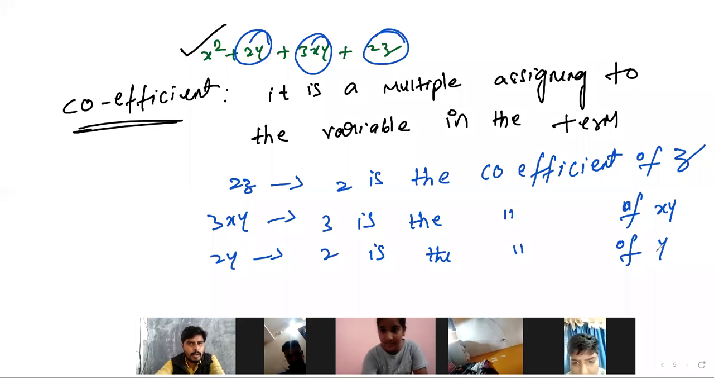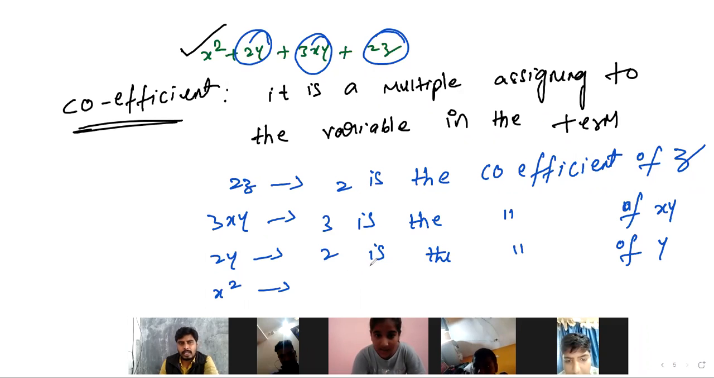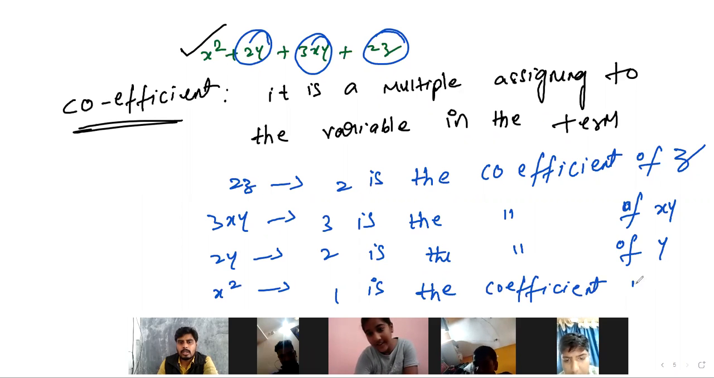And coming to the x square term, what is the coefficient, Nana? What is the coefficient of x square? Nothing is written there, so 1 is the coefficient of x square.